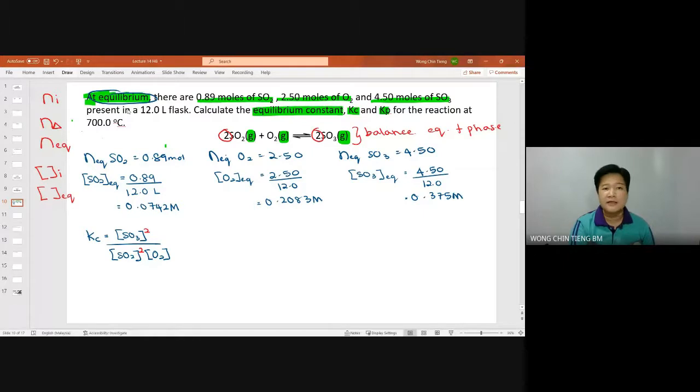And to calculate the KC, easy. SO3 dah ada, 0.35 kuasa 2. And then you have your 0.0742 kuasa 2, 0.282083 kuasa 1. And then there comes the World War III problem.